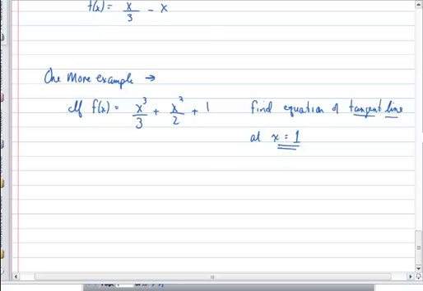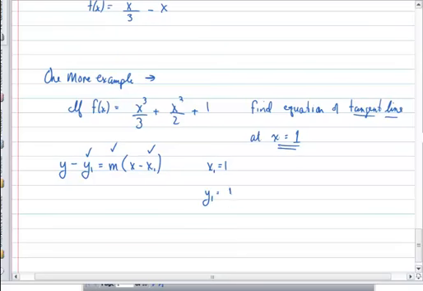So the first thing you need to do is, for an equation of a line, you need a point and the slope. So I'm just writing up the general formula, and we need to fill in the x value, the y value, and the slope value. We have the x value from x equals 1. We're going to find the y value from plugging it into the equation.